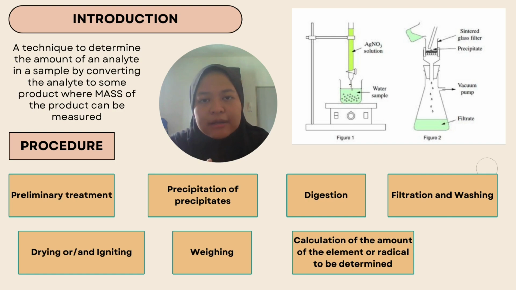The procedures of gravimetric analysis include preliminary treatment, precipitation of precipitates, digestion, filtration and washing, drying or igniting, weighing, and finally the calculation of the amount of element or radical to be determined.